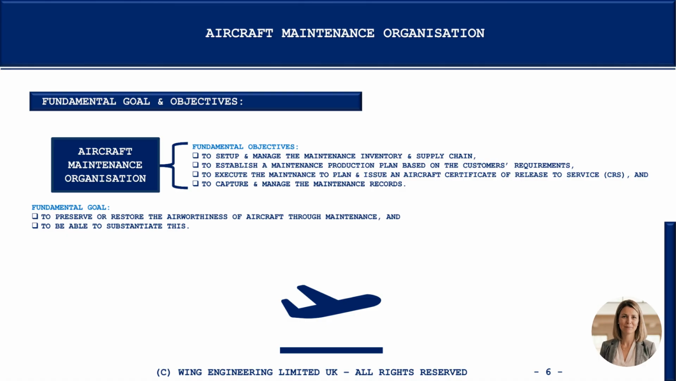1. To set up and manage the maintenance inventory and supply chain. 2. To establish a maintenance production plan based on the customer's requirements. 3. To execute the maintenance to plan and issue an aircraft certificate of release to service. And 4. To capture and manage the maintenance records.